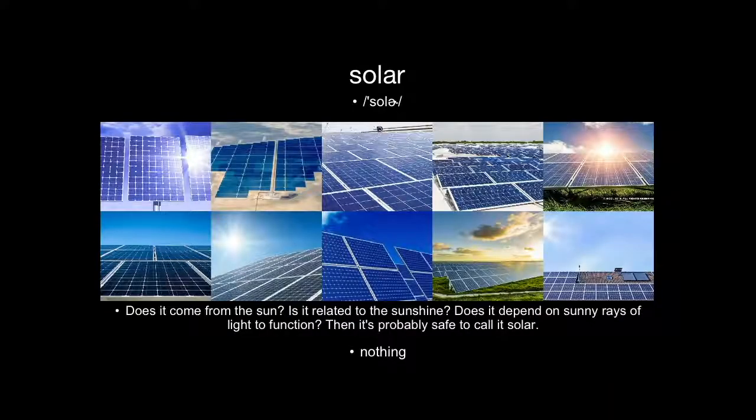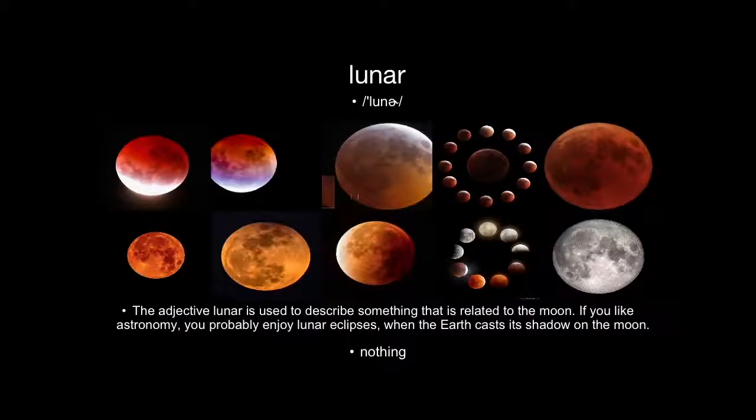Solar. Does it come from the sun? Is it related to the sunshine? Does it depend on sunny rays of light to function? Then it's probably safe to call it solar. Lunar. The adjective lunar is used to describe something that is related to the moon. If you like astronomy, you probably enjoy lunar eclipses, when the Earth casts its shadow on the moon.